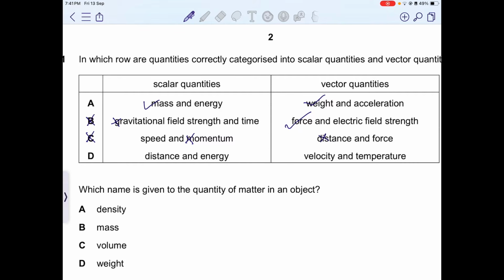And option D says distance and energy. Now distance and energy both are scalar. So this option might sound correct to you because they're both scalar. But velocity and temperature, temperature is not a vector quantity. Temperature is a scalar quantity. Therefore option D is wrong. And option A is the correct one.